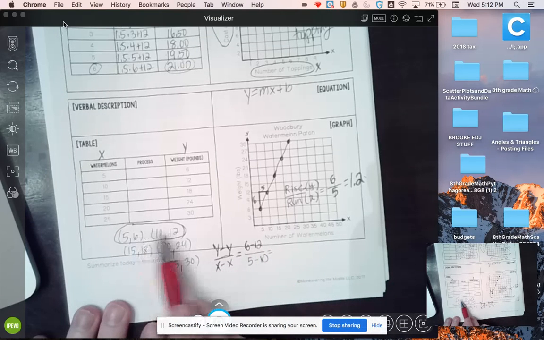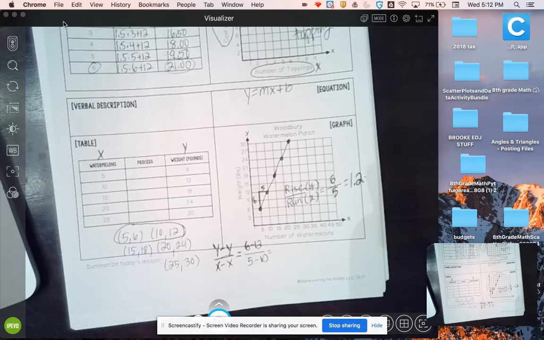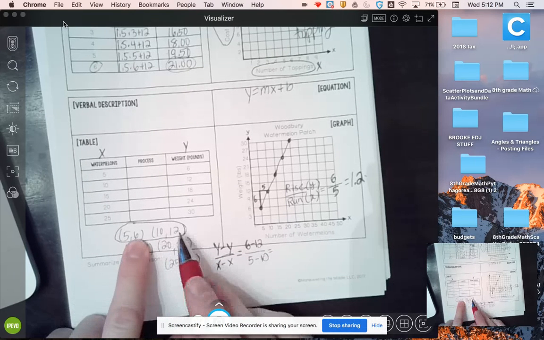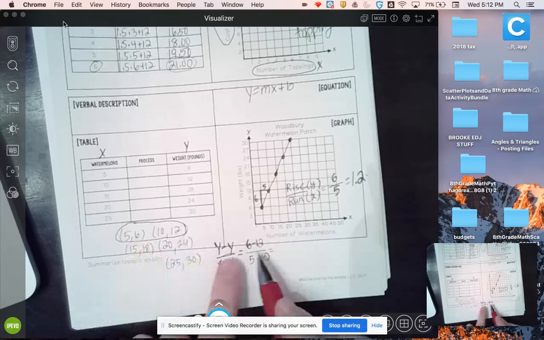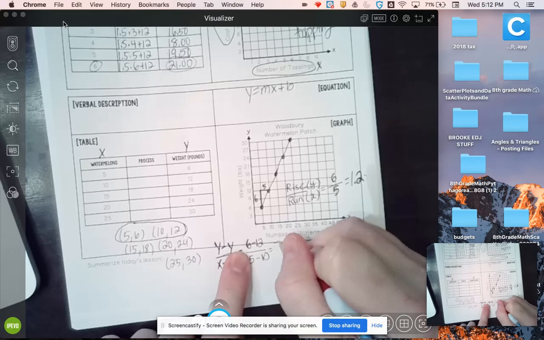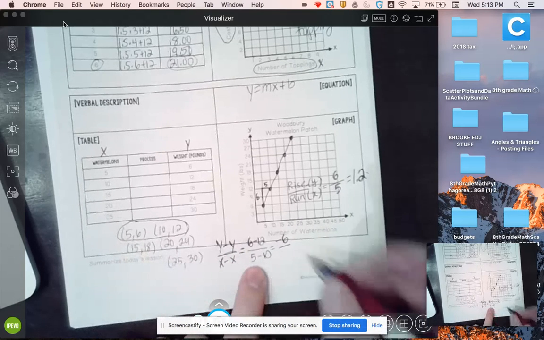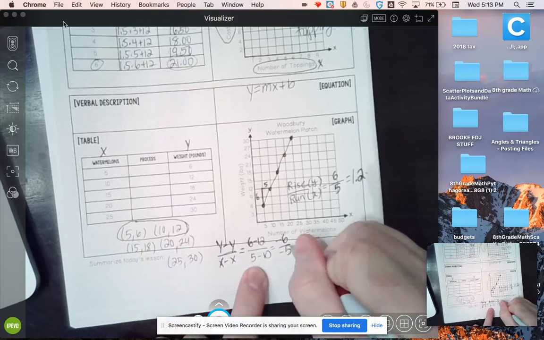I said you could use these 2 points as well to find the slope. So if you remember, hopefully you did it. There's your y is 6. There's your other y is 12. So I did 6 minus 12, which would give me negative 6. And then 5 minus 10, which would be negative 5.